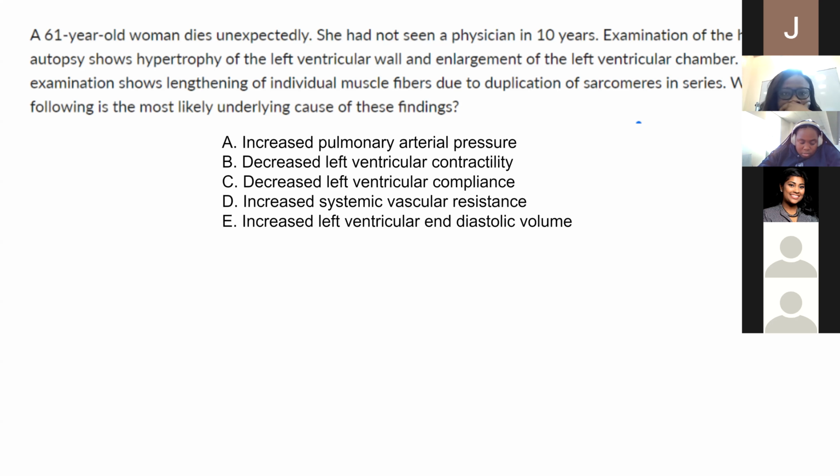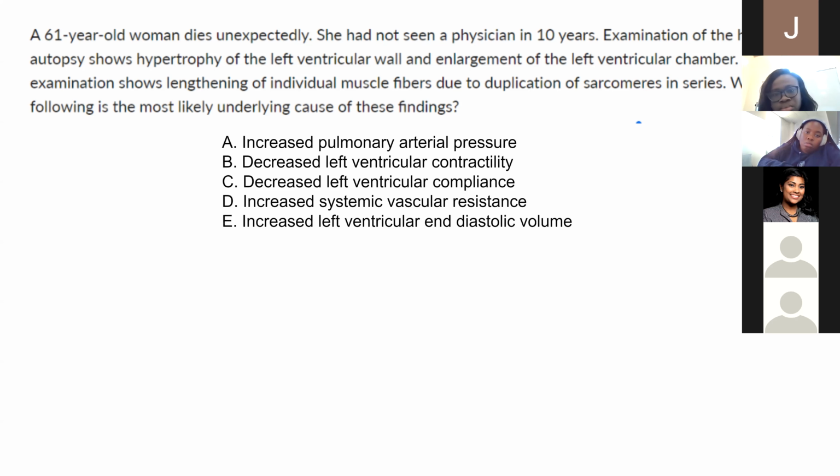Okay, so now we know it's dilated because we have the eccentric hypertrophy of the left ventricular wall and enlargement of the left ventricular chamber. Now, B, I agree, is confusing because you do see some decrease in left ventricular contractility in dilated cardiomyopathy. If we walk through the pathogenesis, you will have some kind of decrease. But this is why I'm saying, on your exam, be very careful what the question is asking. Which of the following is the most likely underlying cause of these findings?